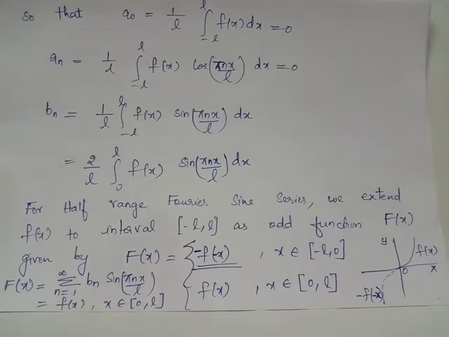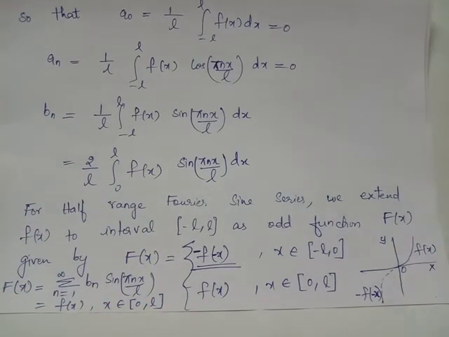Here we will extend the function f of x to the range minus L to 0 such that we will have negative f of minus x for the range minus L to 0. That is, we define a new function capital F of x, which equals negative f of minus x for x belonging to minus L to 0, and capital F of x equals small f of x for x belonging to (0, L).